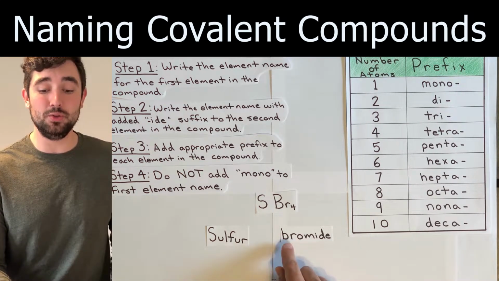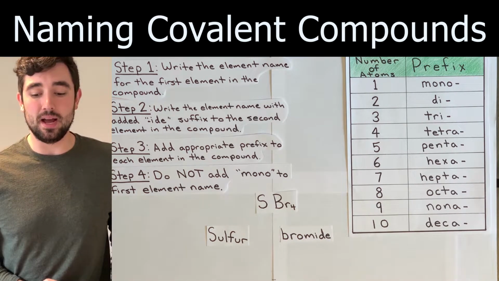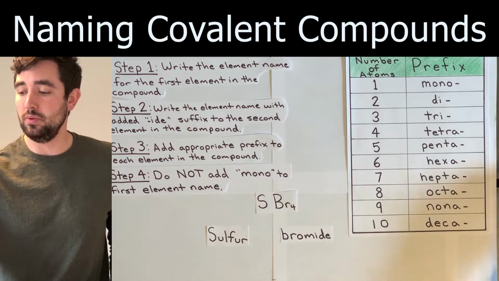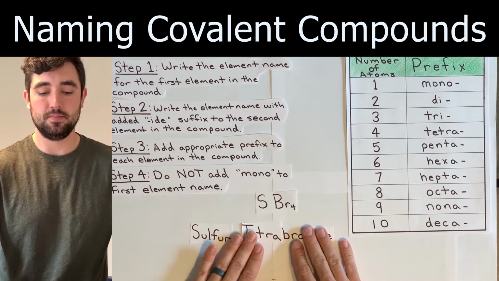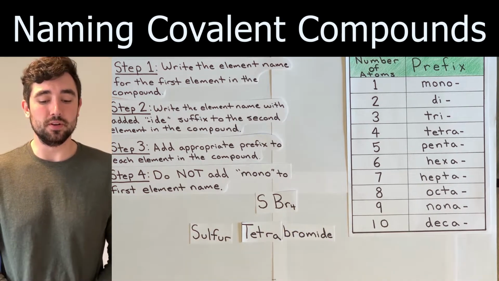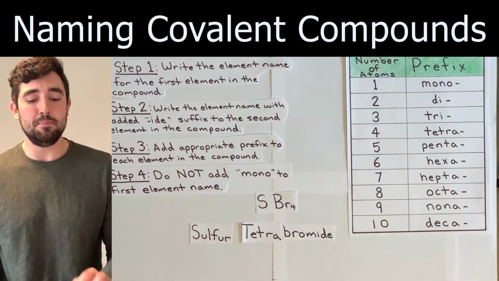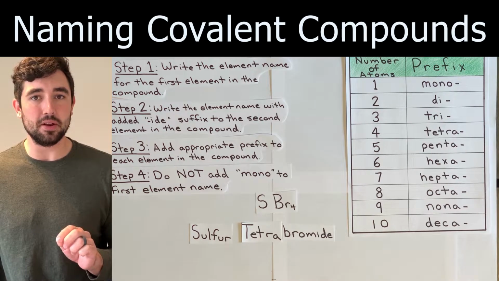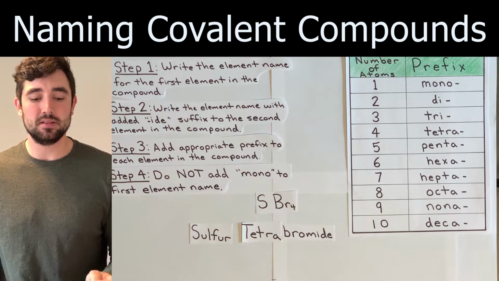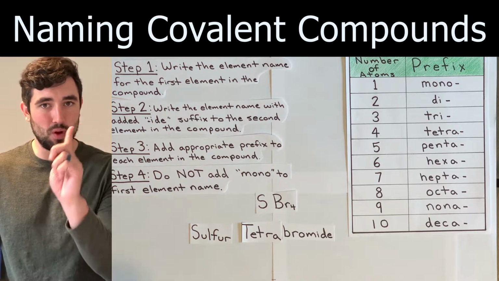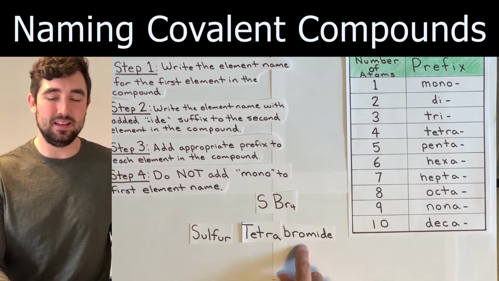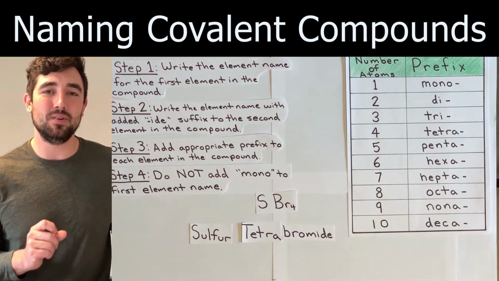However, we still want to give a prefix to the bromide, and there are 4 of them, so we will use the prefix tetra. Here we have sulfur tetrabromide, and because there was only one sulfur atom, we aren't going to give it a prefix. The first atom does not get a prefix when there's only one of them. However, the second will, and we're going to see an example at the very end.